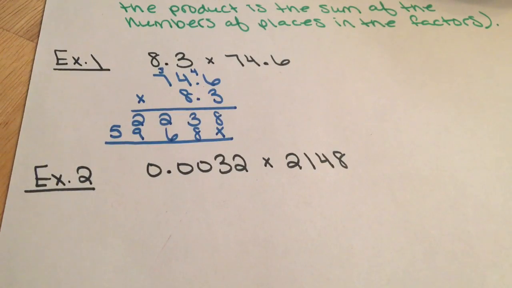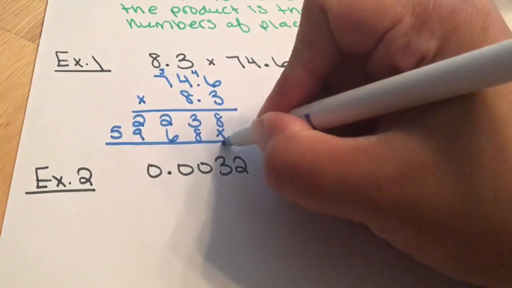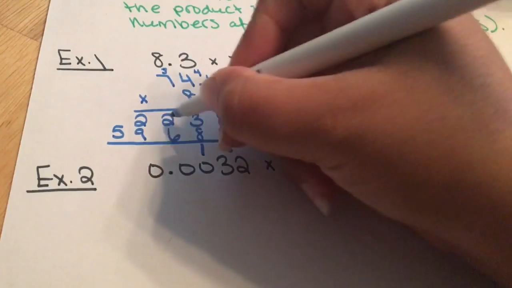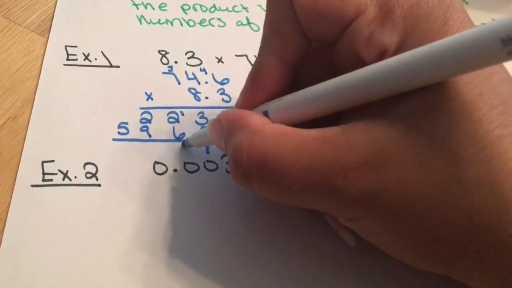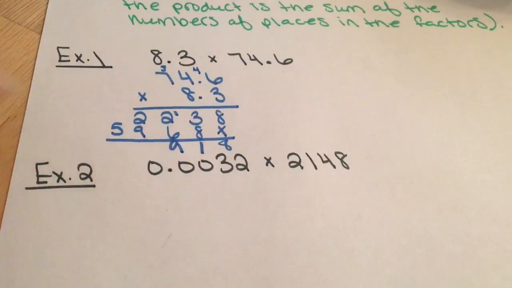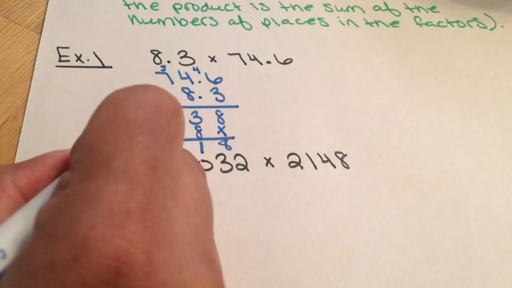Now that we've multiplied everything, we can start our addition. 8 plus 0, 8. 3 plus 8 is 11. Carry our 1. 6 plus 2 is 8, plus 1 is 9. 2 plus 9 is 11. Carry our 1. 5 plus 1 is 6.